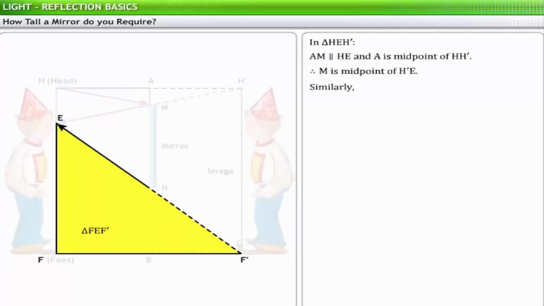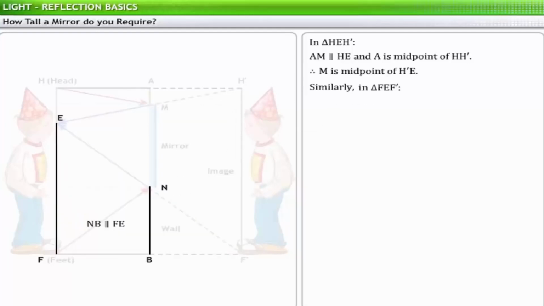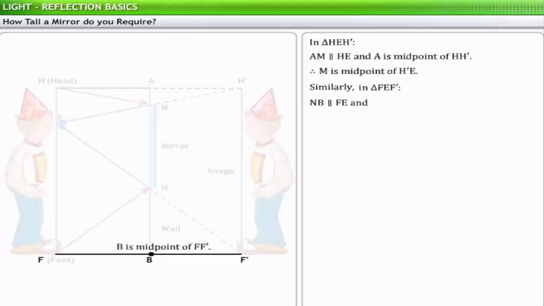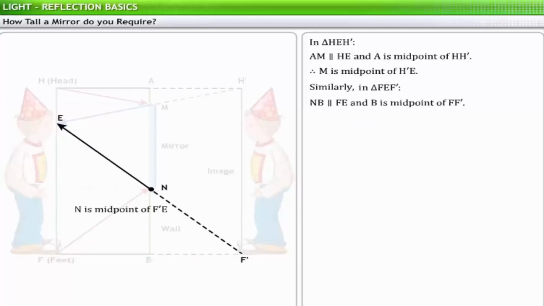Similarly, in triangle FEF', NB is parallel to FE, and B is the midpoint of FF'. Therefore, N is the midpoint of F'E.